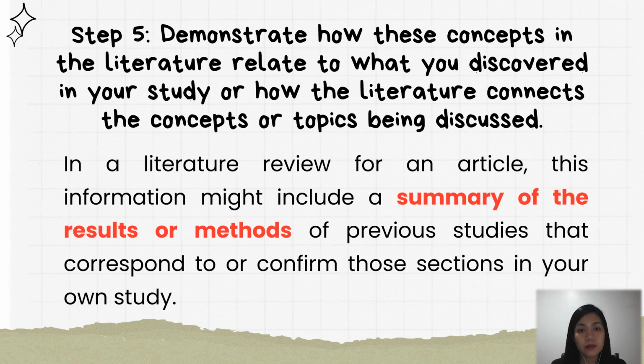Step 5. Demonstrate how these concepts in the literature relate to what you discovered in your study, or how the literature connects to the concepts or topics being discussed. In a literature review for an article, this information may include a summary of the results or methods, or it could be from previous studies that correspond to or confirm those sections in your own study.